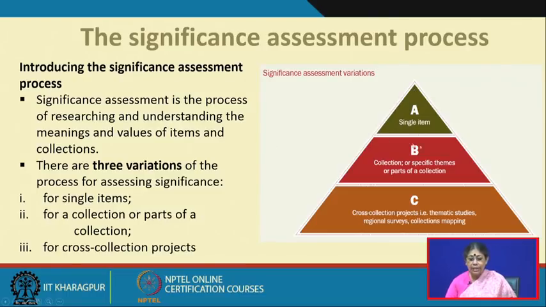As you can see, it makes a sort of pyramid. At the top we see a single item, and then a collection of specific themes or part of a collection. It can be a part of a collection, or thematic based, or cross-collection projects, that is thematic studies, regional surveys, or collections mapping. Let us take them one by one and see what these three variations mean for the process of significance assessment.